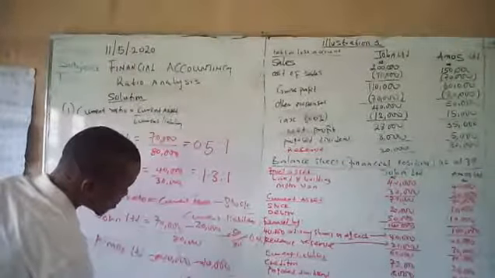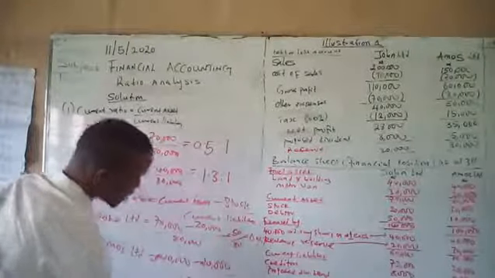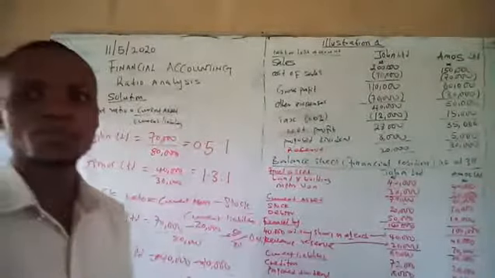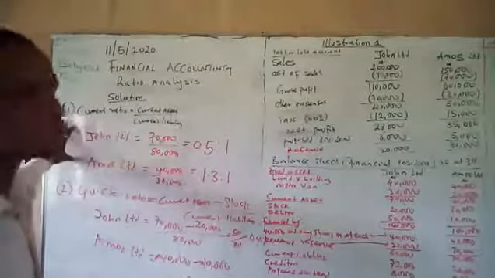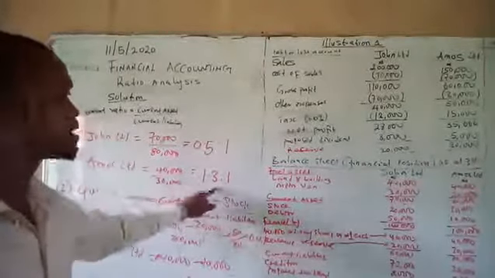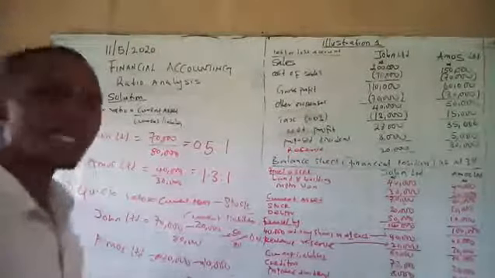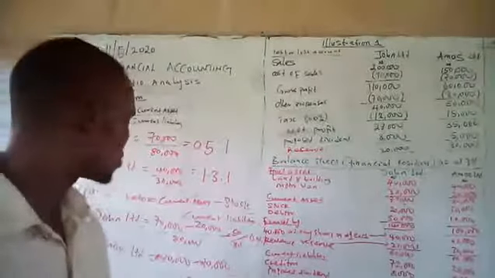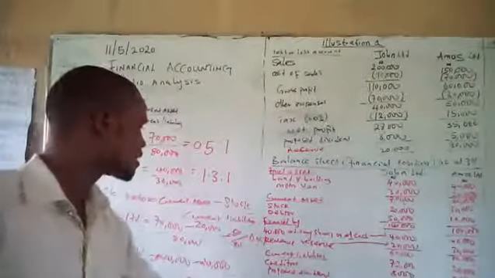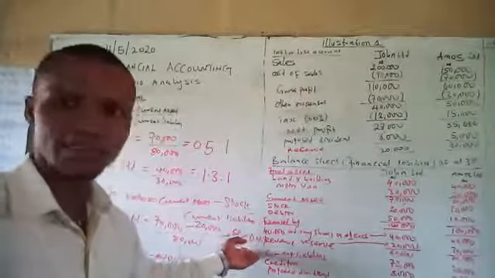We have 30,000 divided by 30,000 equals 1:1. When you look at the current ratio, the current ratio of Amos Limited is better than that of John Limited. At the same time, the acid test ratio or quick ratio of Amos is 1:1, so it's better than that of John.